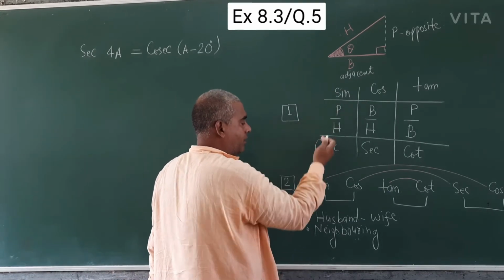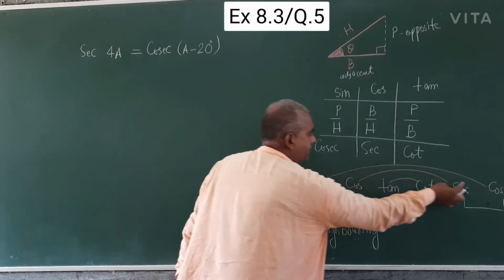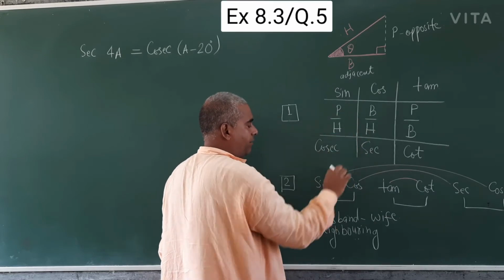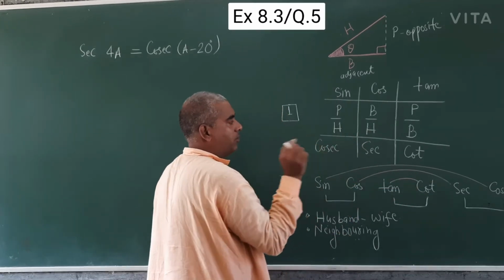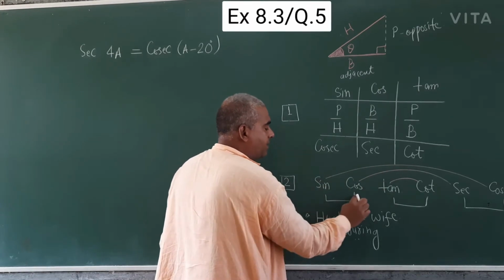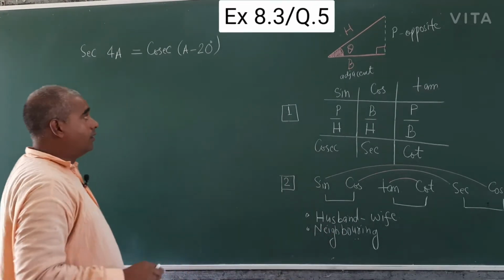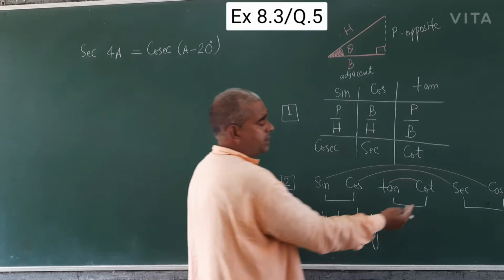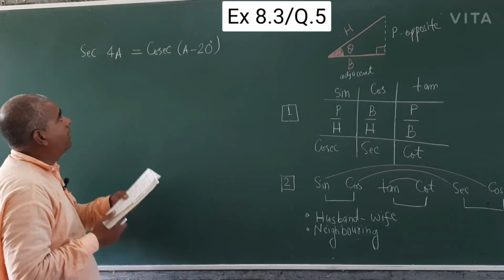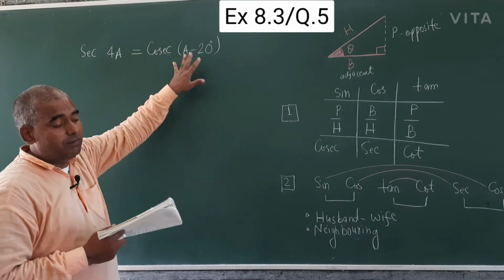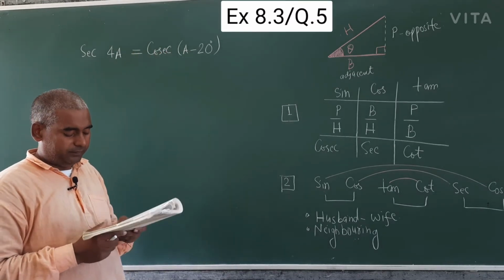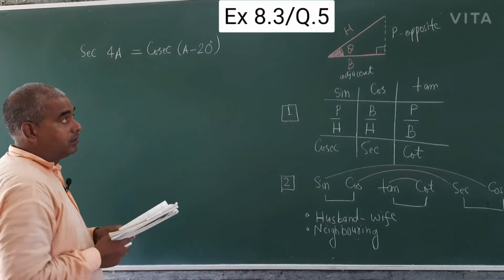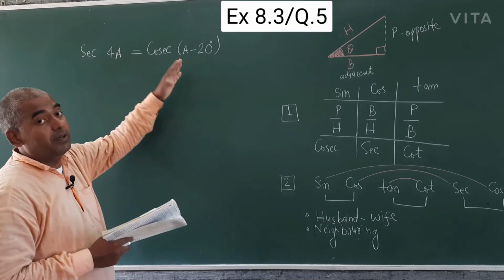These are the definitions, and this is the mnemonic. I have told you the husband and wife relation in all the videos: sin and cosec, cos and sec, these are husband and wife. So sin theta into cosec theta is equal to 1. And this is the 90 minus theta, neighboring relation. So sec and cosec are neighbors. We will use sec and cosec. If you add these two angles, it will be 90 degree.